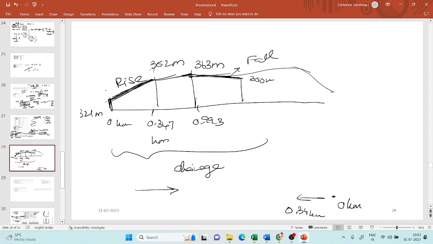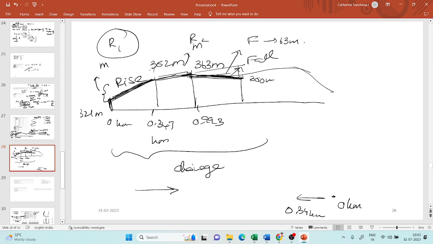So this has a rise of some meters. After that, this has a rise of some meters. So this is rise 1, this is rise 2, and again after that, this is a fall of some meters. So 363 minus 300, say 63 meters. So like that, you will group the rises and falls.